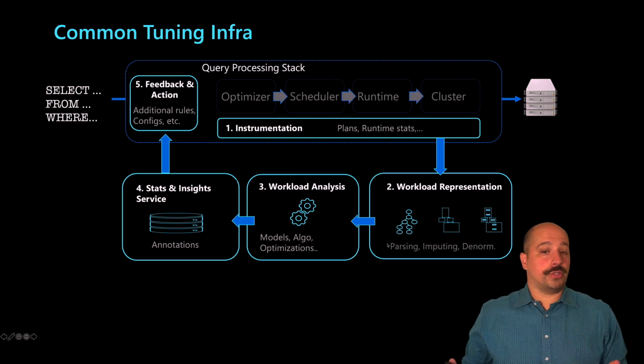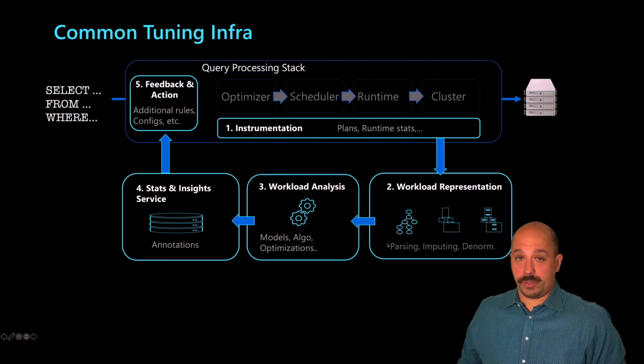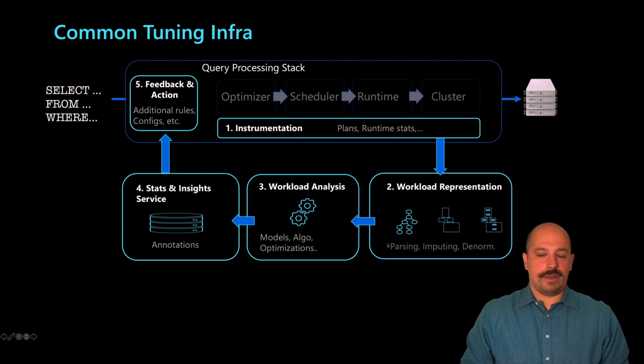Sometimes these are simple configuration changes, and I'm going to make an example of this. The infrastructure already has a configuration parameter, and we just simply set the configuration parameter thanks to this loop. Other times are very dynamic decisions that are being made by a machine learning model integrated inside the system.